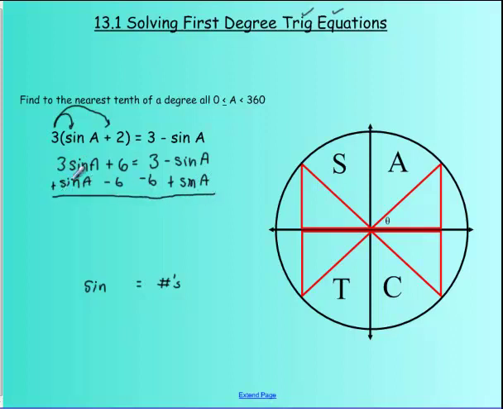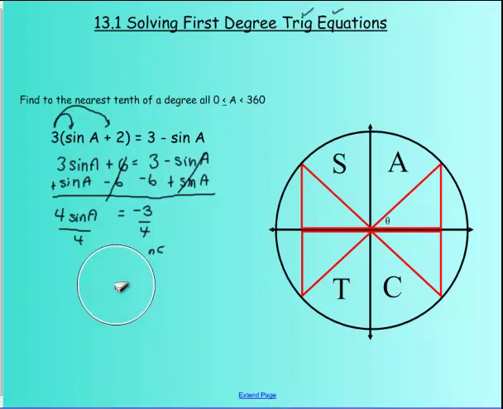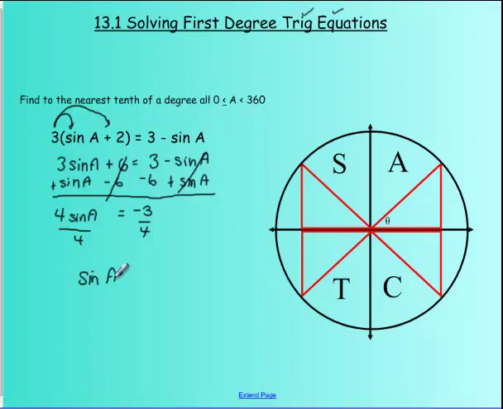Okay, when I clean this all up, I get 3 sine A plus sine A gives me 4 sine A's. The 6's cancel out. 3 minus 6 gets me negative 3, and then these sine A's cancel out. One little step more, and that's what I got. The sine of A gets me negative 0.75. So you are trying to figure out what angle, when you take the sine of it, gets you negative 0.75.